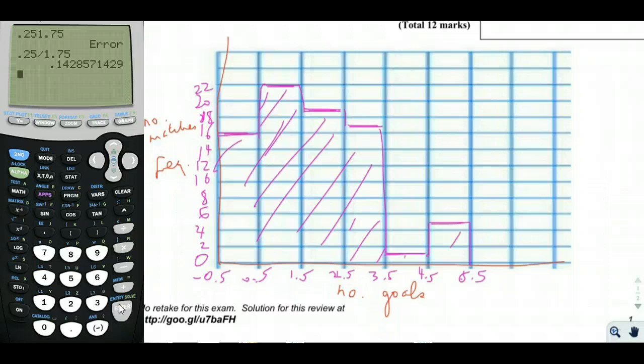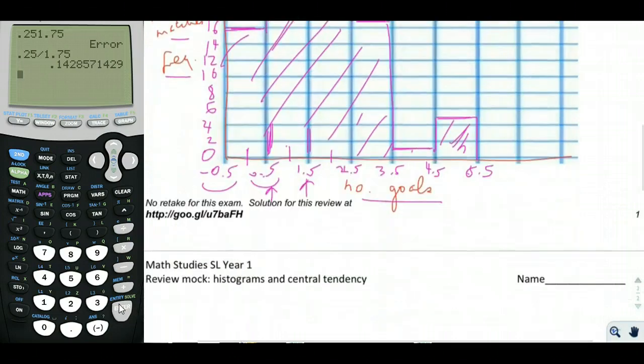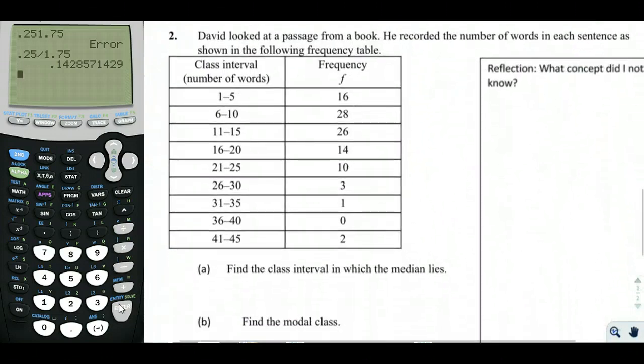All right. And so it's important to have the labels, and it's important to have the numbers exactly on the lines or the divisions between the data. So even though the number of goals is 0, 1, 2, we're actually labeling the edges. Okay? Let's go to number 2.